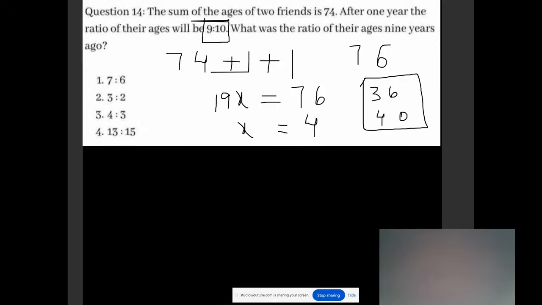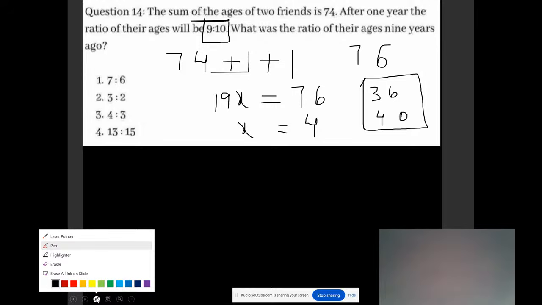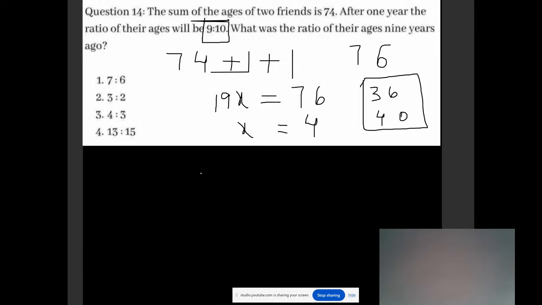As that is after 1 year, you should find the present ages. So after 1 year it is 36 and 40, which means the present ages are 35 for the first person and 39 for the second person.